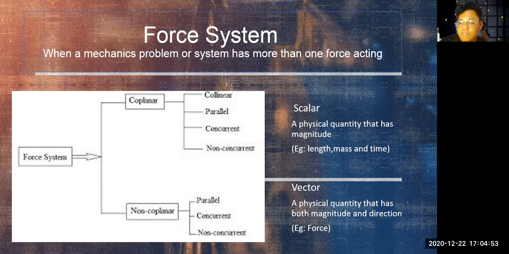What is a scalar? A scalar is a physical quantity that has magnitude, for example length, mass, and time. There is no direction in this quantity. Meanwhile, a vector is a physical quantity that has both magnitude and direction. A force has direction: going to the right is positive and going to the left is negative. Same as acceleration: positive means accelerating, negative means decelerating.